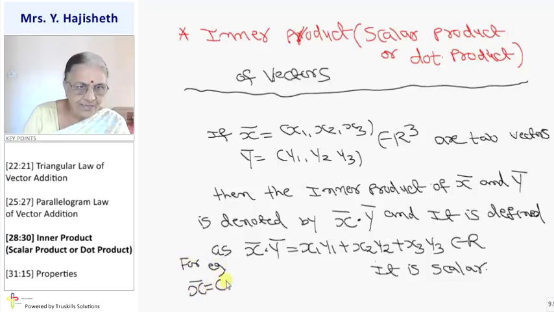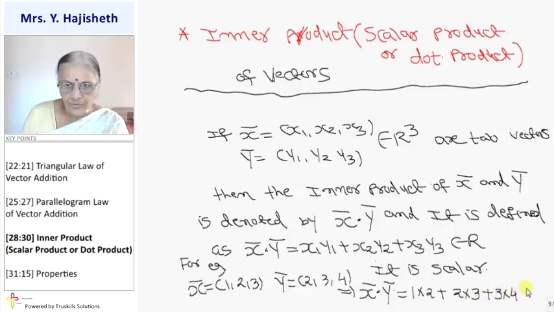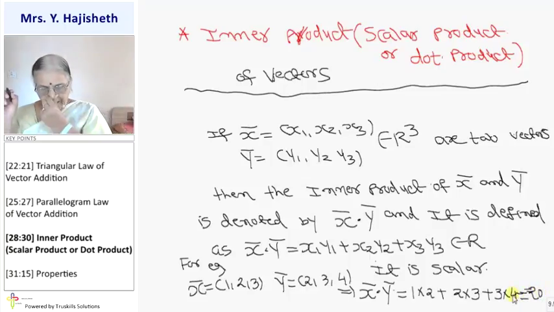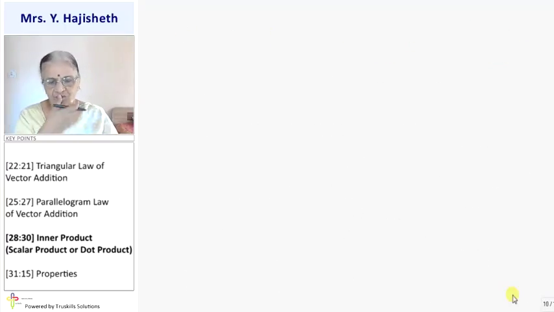For example, suppose vector x is 1, 2, 3. Vector y is 2, 3, 4. Then what is the value of x dot y? 1 into 2 plus 2 into 3 plus 3 into 4. If you calculate, it will come to 20. What will come? 20. And 20 is a scalar. The answer is a scalar. So the name of this operation is inner product or dot product or scalar product.